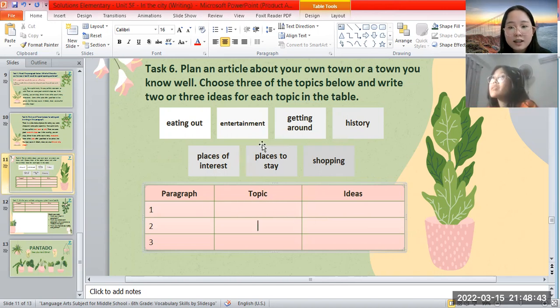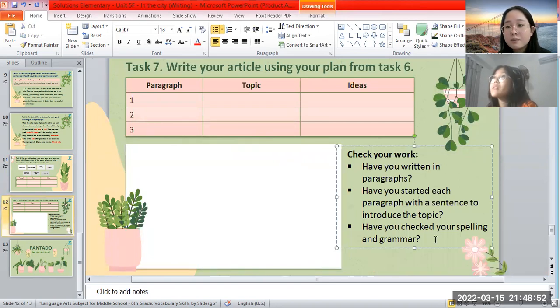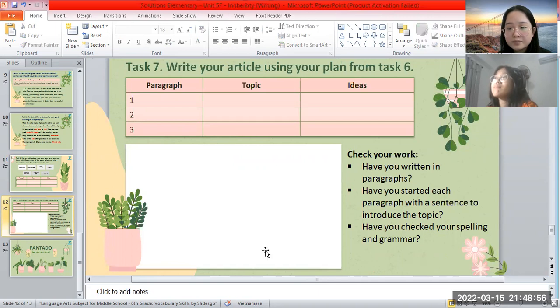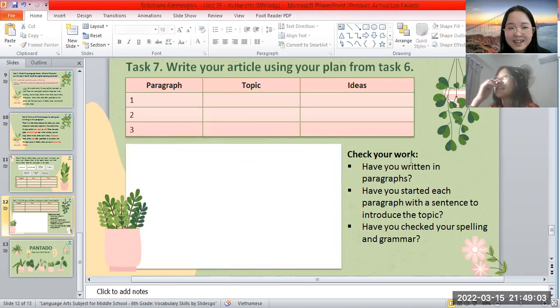You can write this article at home, and then in the next lesson, I'm gonna check it very quickly, and then we will take a test. Is that okay for you? Okay, just do it at home, okay? Don't forget.